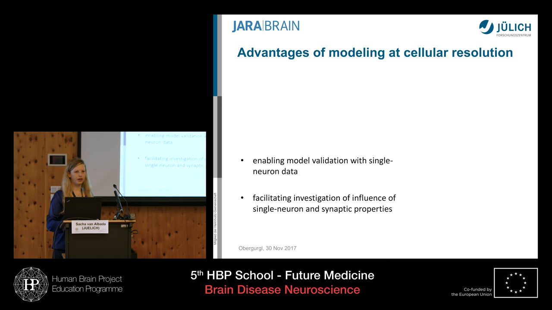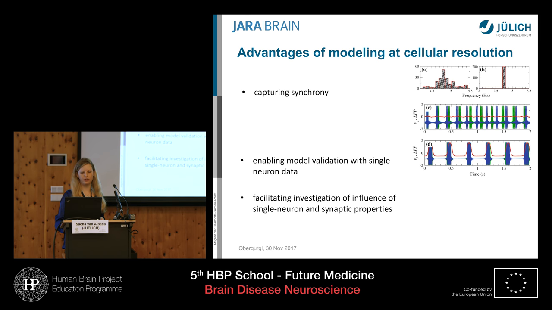Other reasons are that with such models you can study synchrony. Normally when you have a mean field model, an assumption is that all the neurons are firing independently of each other, and it doesn't capture synchrony. A mean field model represents the average activity of a lot of neurons that are assumed to have independent activity.